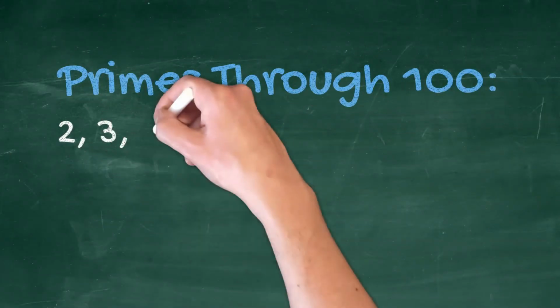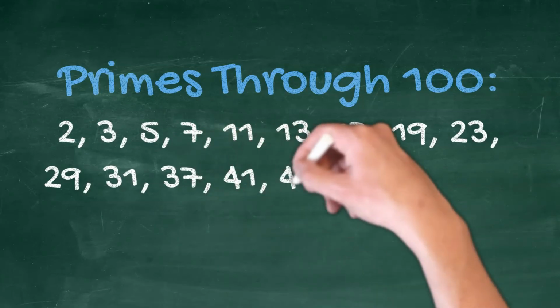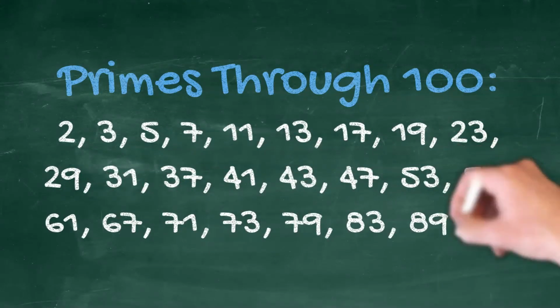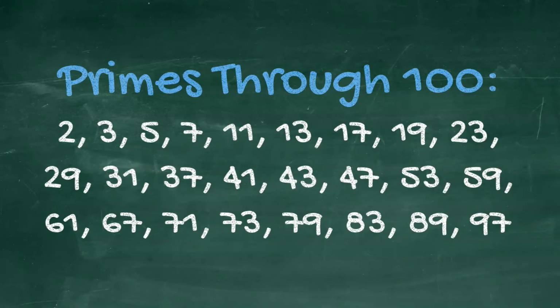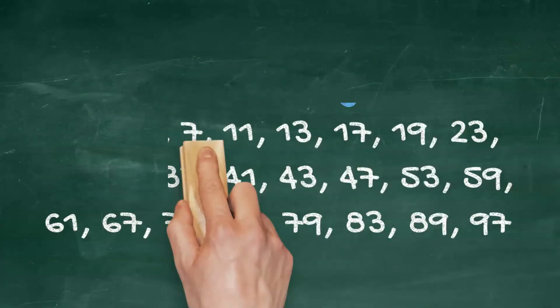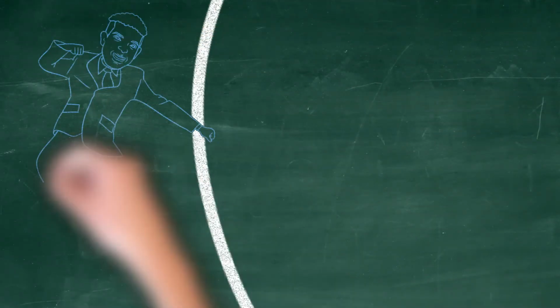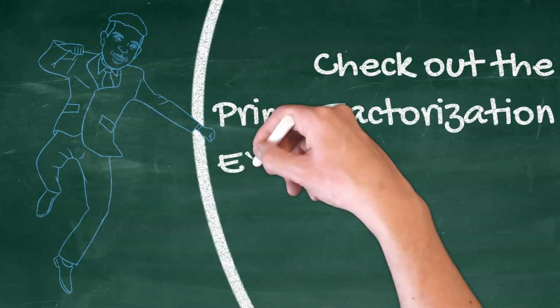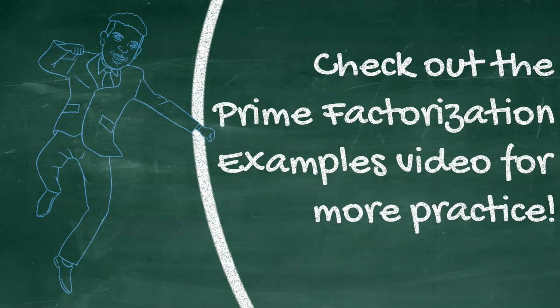All right, we've covered the basics. As a treat for sticking around, I'm going to leave you with a list of every prime number between 1 and 100. This will help you if you end up with an even more complicated number. If you feel like you need more practice, hop on over to the Prime Factorization Examples video and we'll work through a few more numbers together.